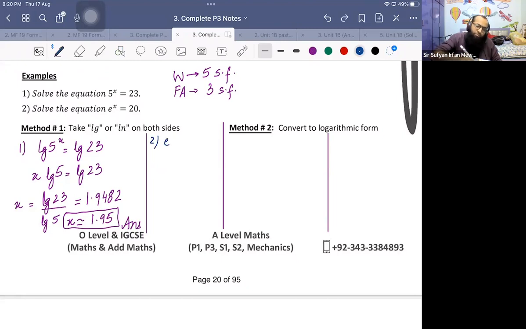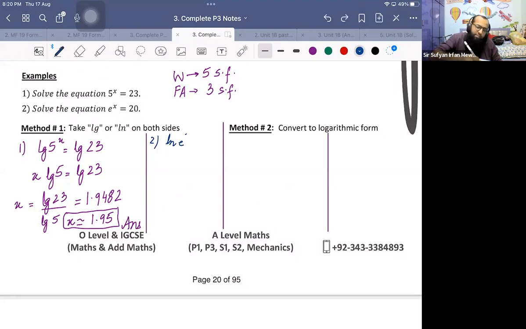So what do we have to do? We have to take LG or ln on both the sides. But I've already instructed you that if the base is e, then it is better to take ln. So let's take ln on both the sides. Although it's not essential, you could have taken LG as well, but it's simpler to take ln. Why? You'll get to know soon. Let me tell you quickly.